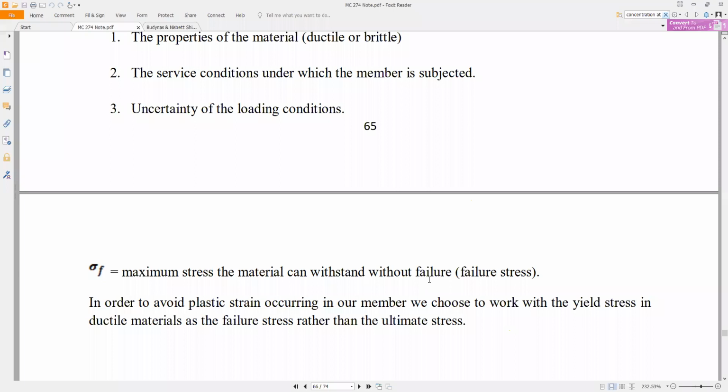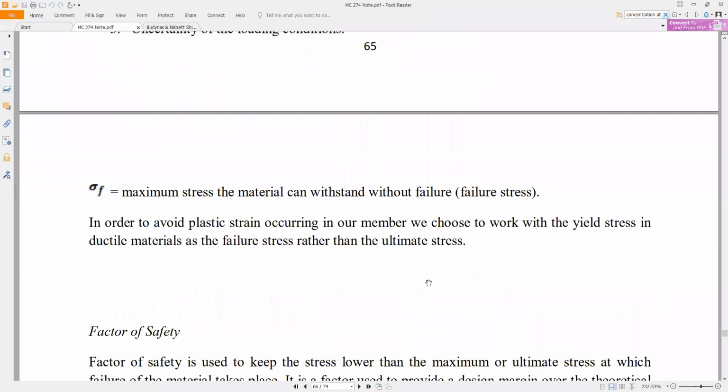So the sigma F is the maximum stress the material can withstand without failure, or we call it the failure stress. So that is the maximum. Any stress that exceeds that failure stress, the material will fail. But in order to avoid plastic strain occurring in our member, we choose to work with the yield stress in ductile material as the failure stress rather than the ultimate stress.